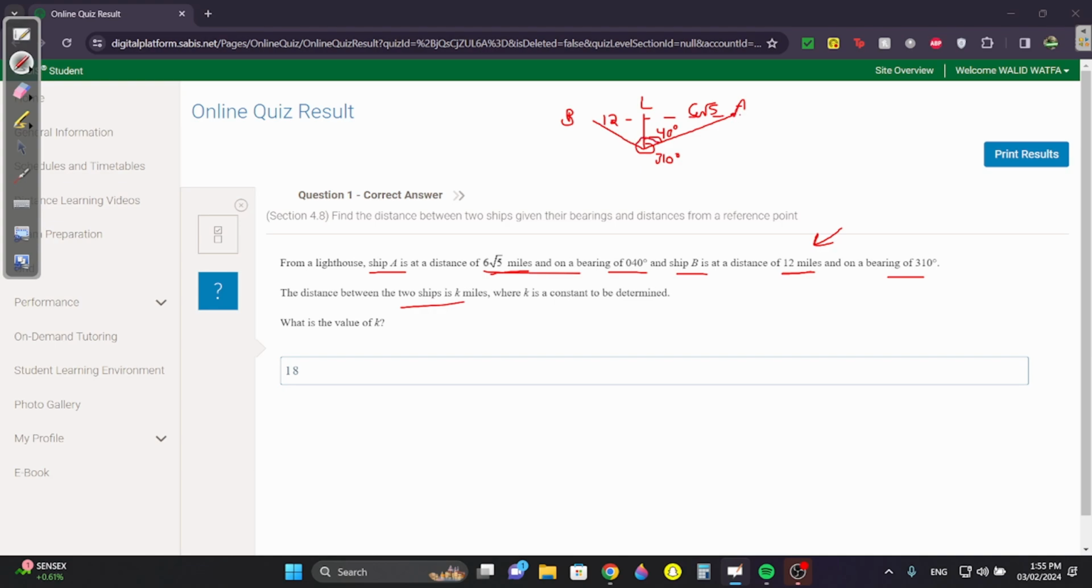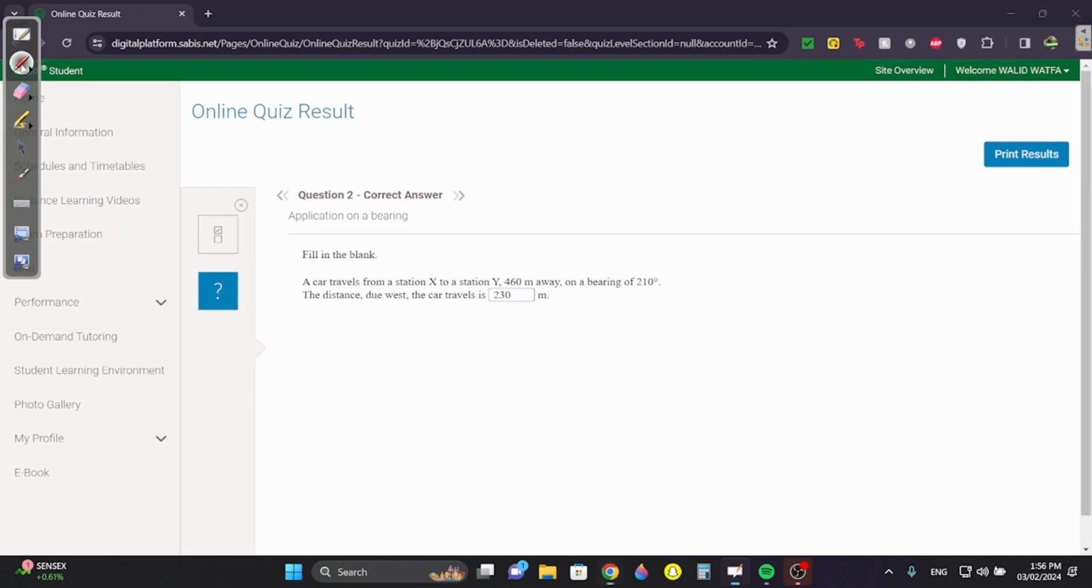But this will be a right angle, because here's 40, and here will be 50, because 360 minus 310 is 50. So it's going to be 40, 50. So this angle is a right angle, and you have a right triangle. You do Pythagoras theorem, 12 squared plus 6 radical 5 squared equals c squared. Then you solve it. You get 324 equals c squared, and you get c equals 18. This is how you solve. You can do Pythagoras theorem or you can do how I did it.